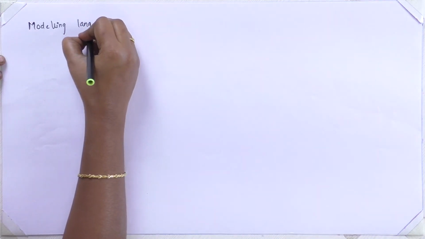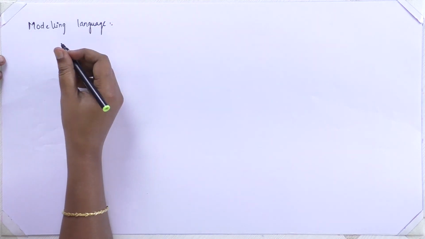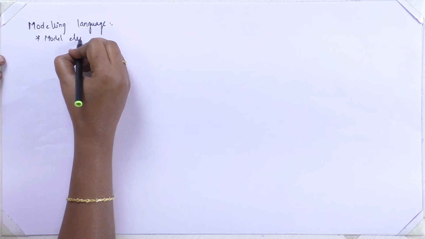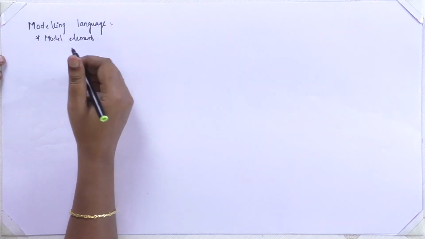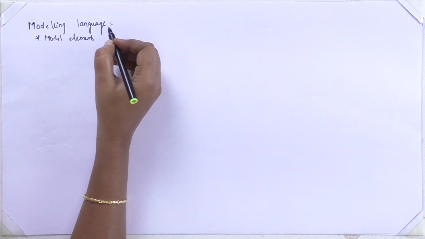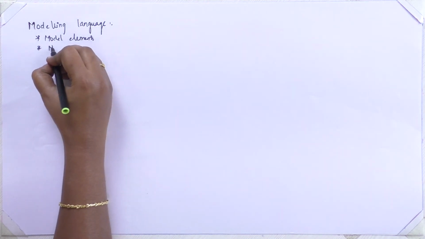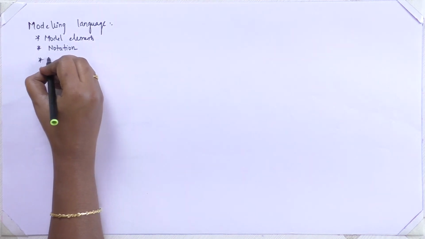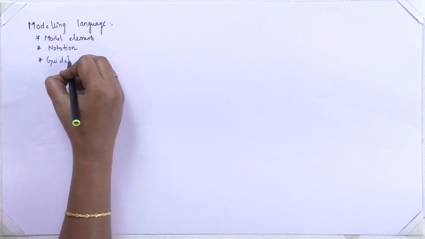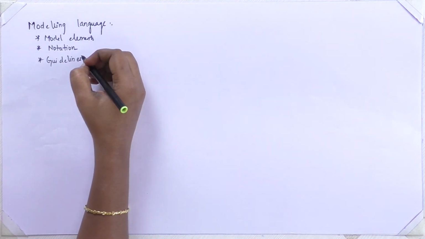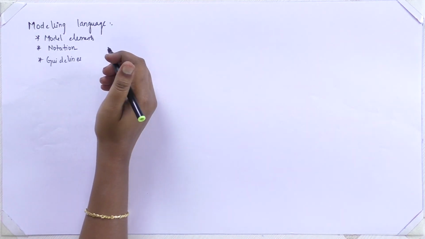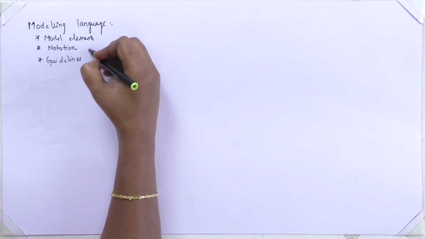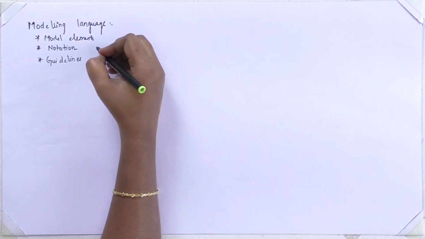And then a modeling language must include three features. First, modeling elements: the fundamental concepts and semantics of what we are going to develop in the software. Then the notations we are going to use in developing the model. Next is guidelines. Using these guidelines and seeing the model, one can develop the software. So a modeling language must have these three concepts in it.